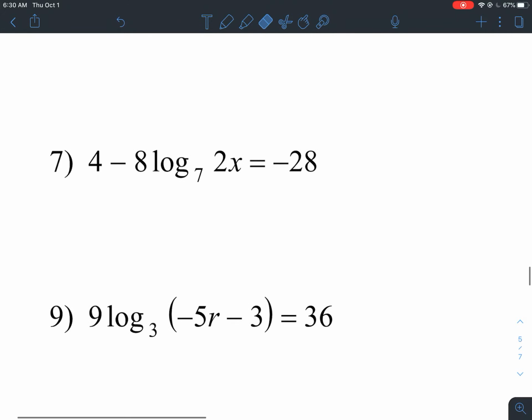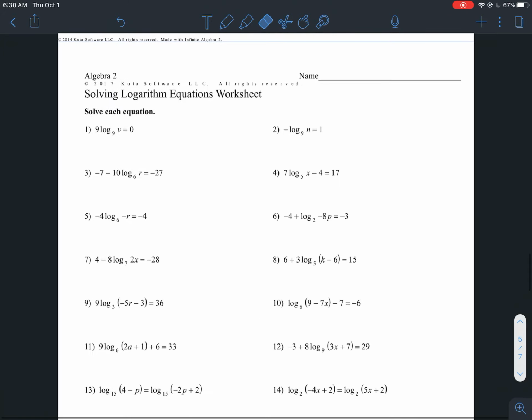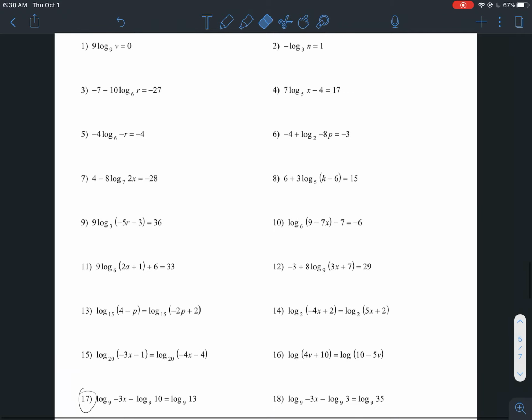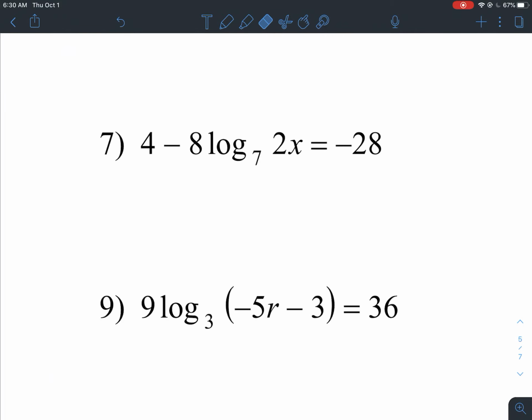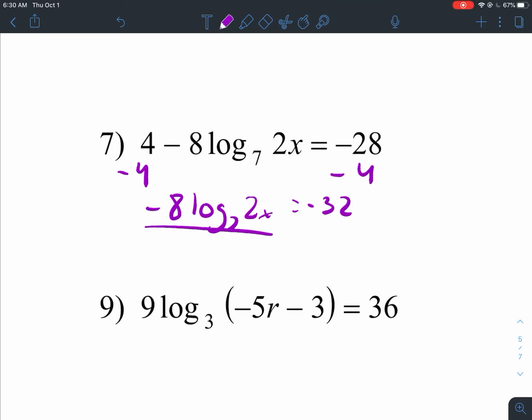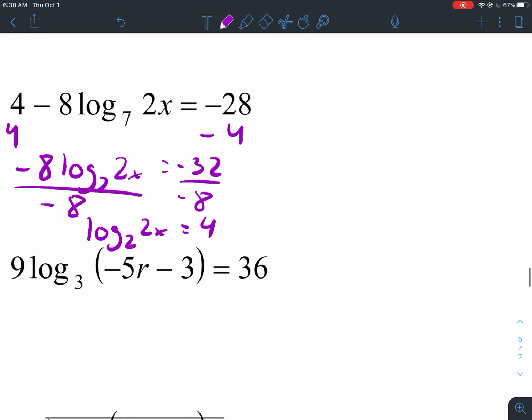All right. So then for number 7, this is on solving logarithms. First thing we need to do here, if you notice, there's only one log. So I want you to isolate the log. You're going to subtract 4. You get -8 log base 2 of 2x equals -32. And then we're going to divide by -8. So you end up with log base 2 of 2x equals positive 4.